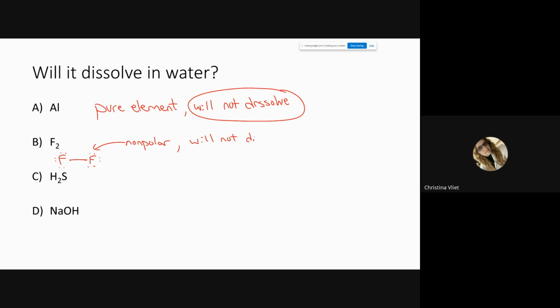It does not have permanent charges that water can get around. Water will not be attracted to it. It doesn't dissolve not because it's covalent, but because it's non-polar. H2S is also covalent, and it will dissolve. Non-polar means the electrons are being shared equally. That is the reason: there are no charges. Non-polar means no charges. No charges means it will not dissolve.